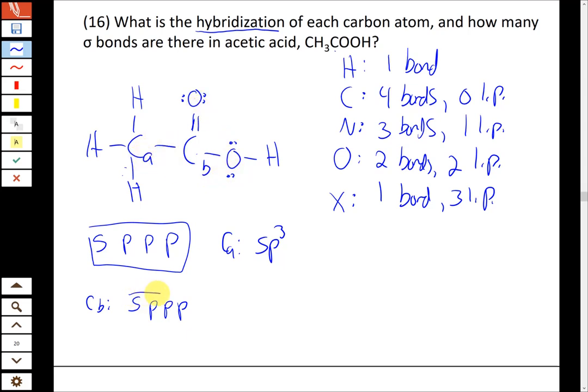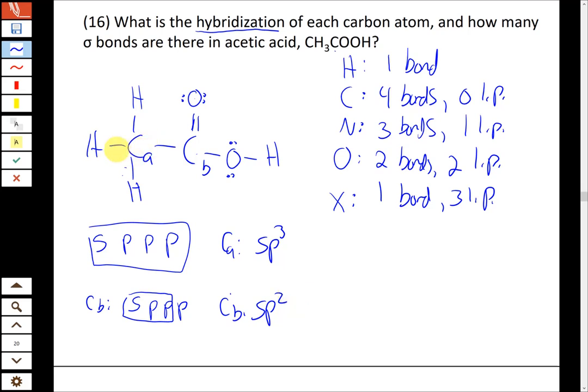So it will only hybridize 3 of its orbitals, the s orbital, and now just 2 of the p orbitals. So for carbon B, it's going to be sp2 hybridization. Why is carbon B sp2 again while carbon A is sp3? So that's determined by how many electron groups are attached to each carbon.